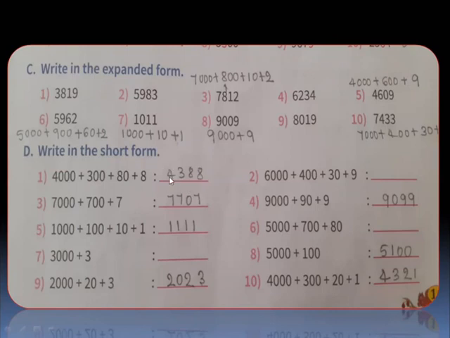Like this, you have to write 4388. Second one, you have to write 6439. Okay. Next, third one, 7000 plus 700 plus 7. 7707. In tens place, no number. So, you have to put in that place 0.